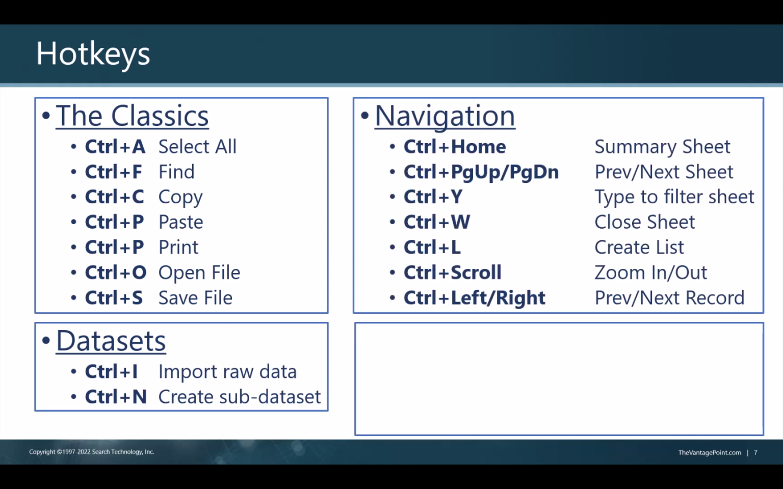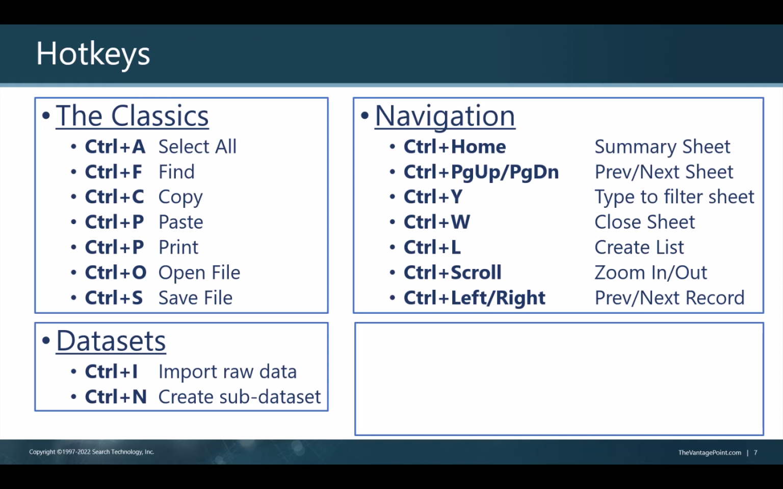Now for navigation, Control Home will always take you back to the summary sheet. Control Page Up and Page Down will navigate left and right in your open sheets. Control Y is a handy one. It'll take you up to that Quick Access Toolbar list of sheets, and you can actually type to filter to jump around to see all of the lists. L for lists, M for matrices and maps, etc., etc.